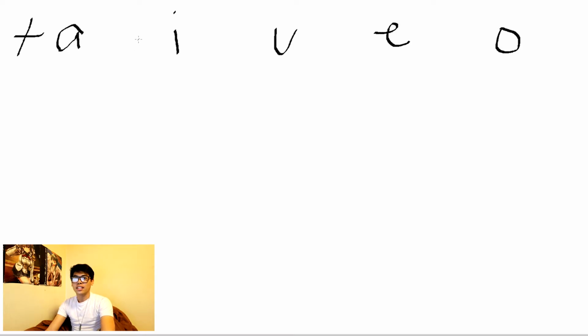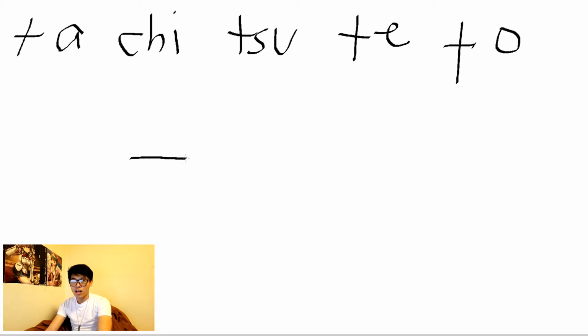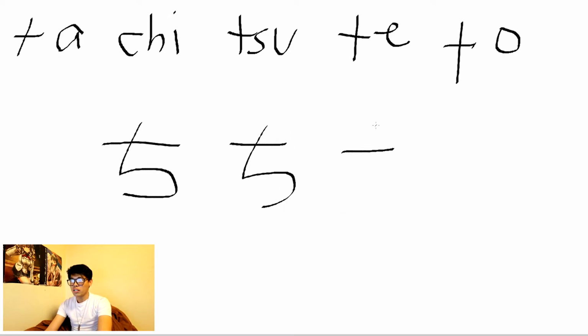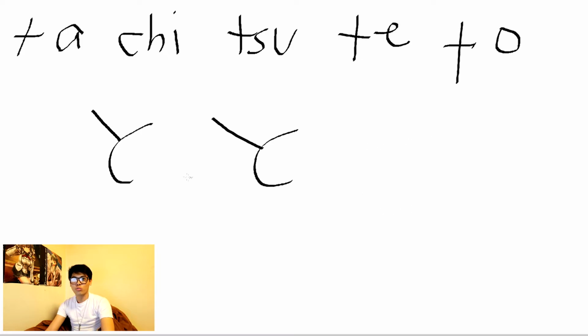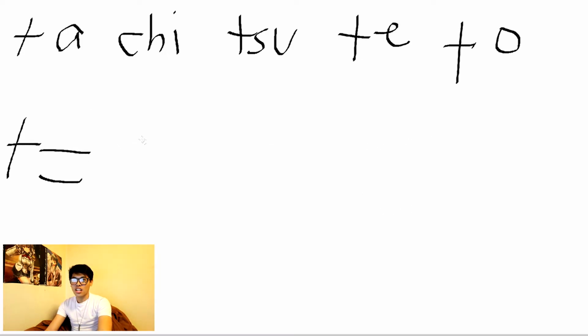Ta. They have no T sound in some of these, so they change ti to chi and tu to tsu. Okay? Ta, 1, 2, 3, 4. That's ta. Chi, 1, 2. Simple. Te, 1. That's te. To, 1, 2. That's to. So we have ta, chi, tsu, te, to.